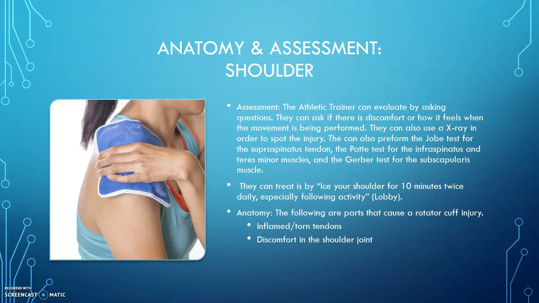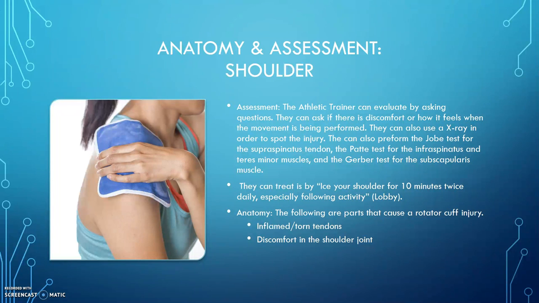An assessment that you can do for a shoulder, the athletic trainer can evaluate you by asking questions. Usually that's what they do first, is they want to get the when, how, and why it happened. They want to know where it happened too, so they'll ask you if there's any discomfort or anything like that. Some good tests that they can do are x-rays in order to spot the injury in your rotator cuff. They can also perform a Jobe test for the supraspinatus tendon, which is part of your rotator cuff. The Patte test for the infraspinatus, because there's 4 different types of muscles in your rotator cuff. So these are the 3 different tests that you can perform for the 4 different types of rotator cuff muscles.